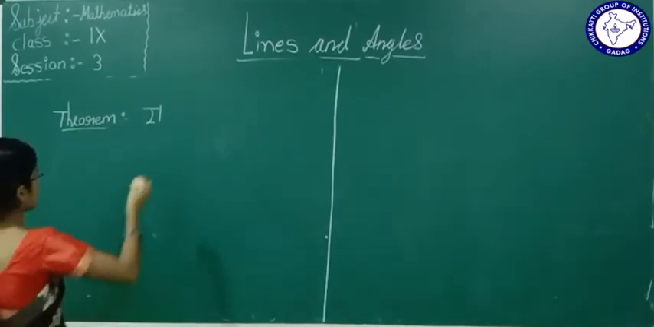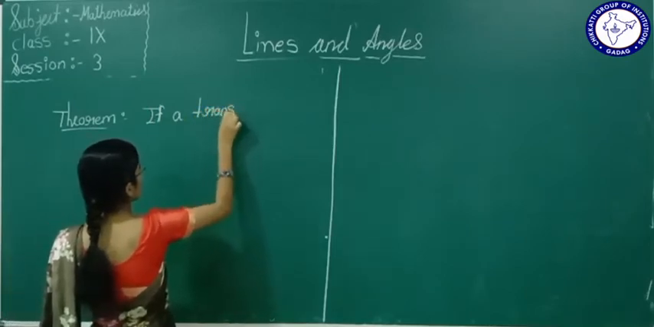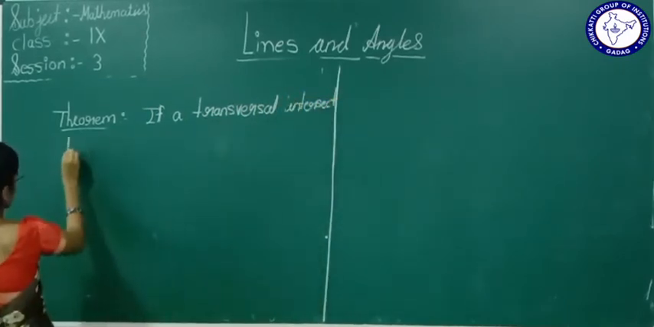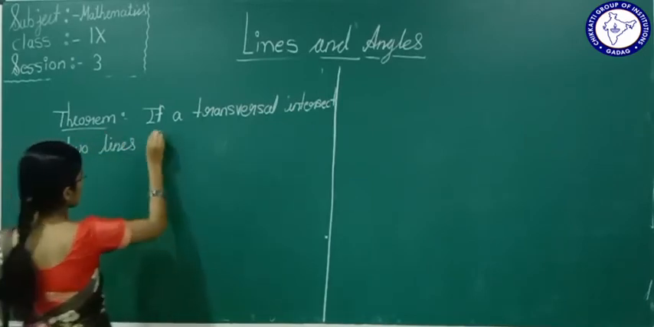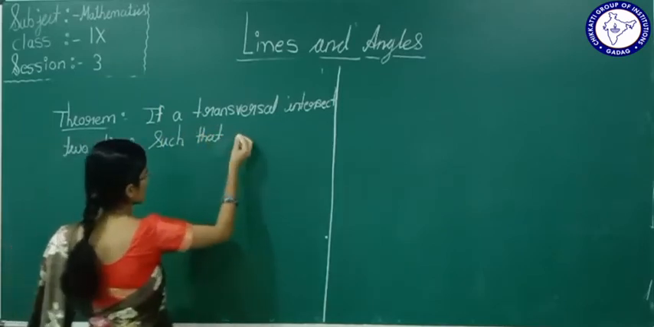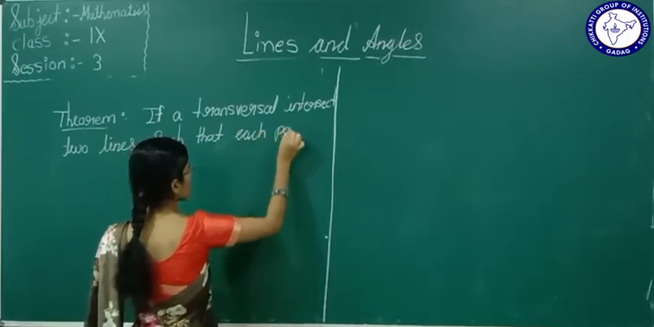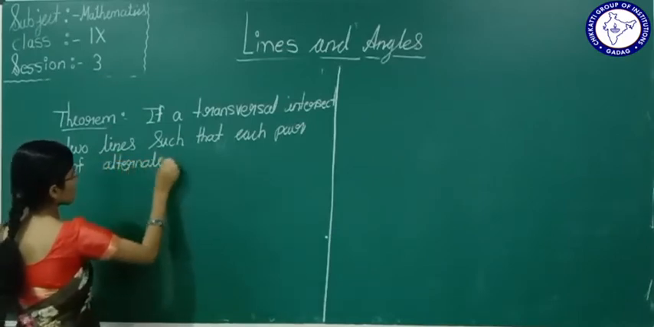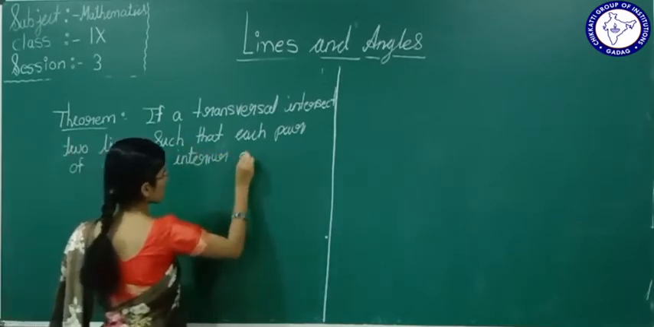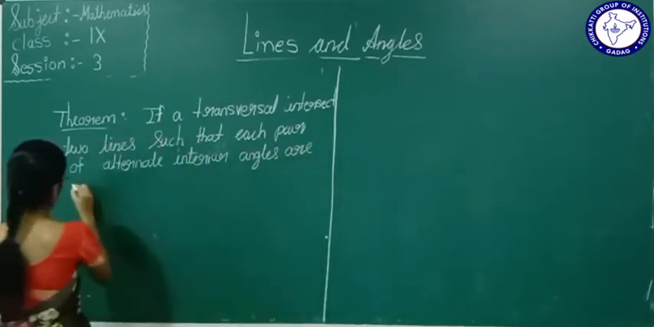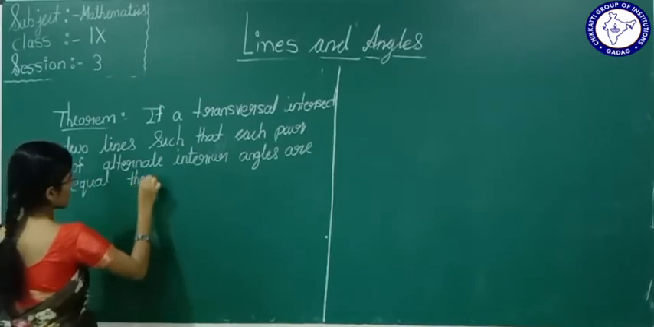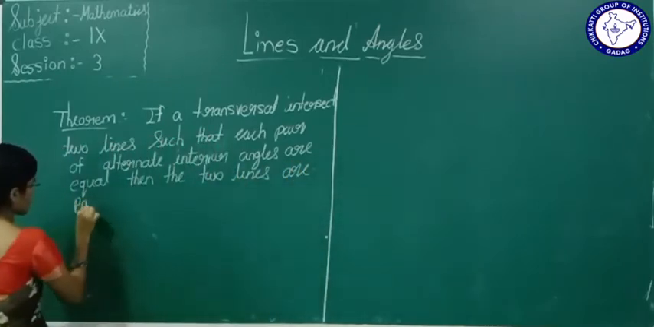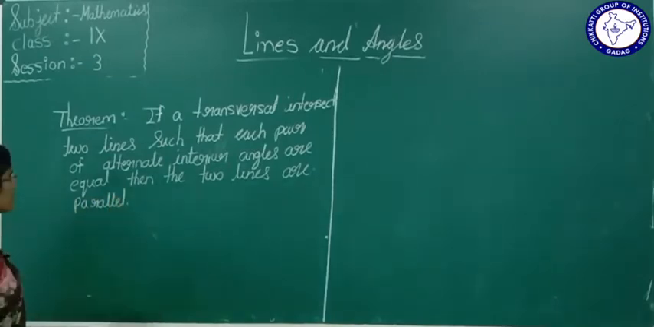Now students, now we will see the next theorem. If a transversal intersects two lines such that each pair of alternate interior angles are equal, then the two lines are parallel. Now see here students, what is it telling?